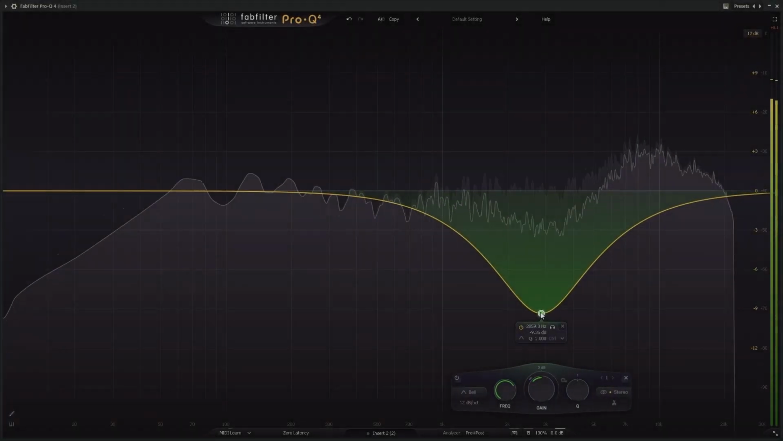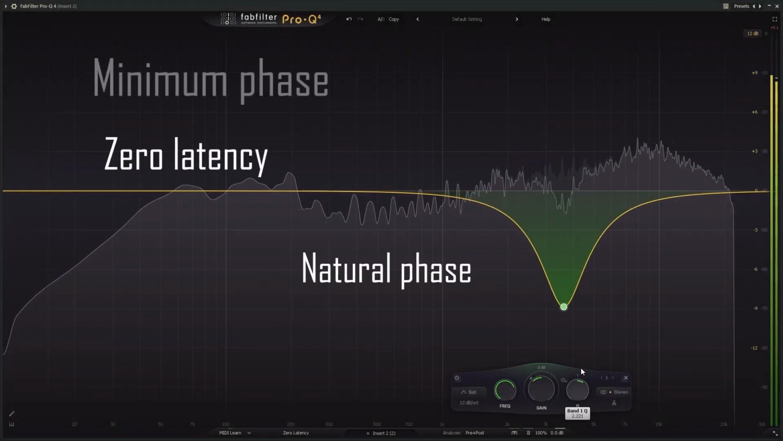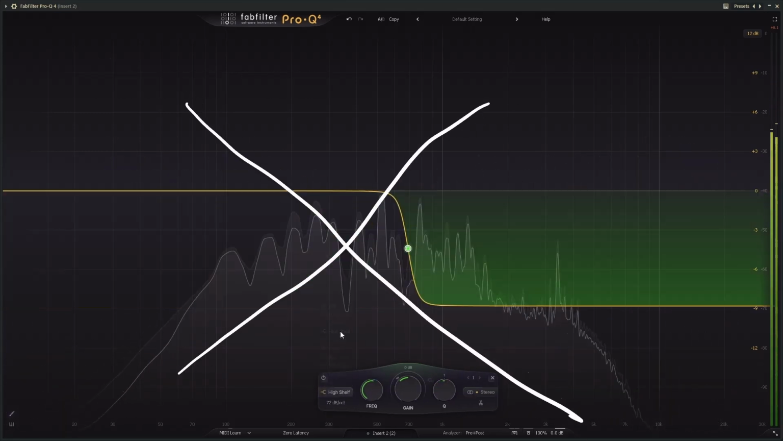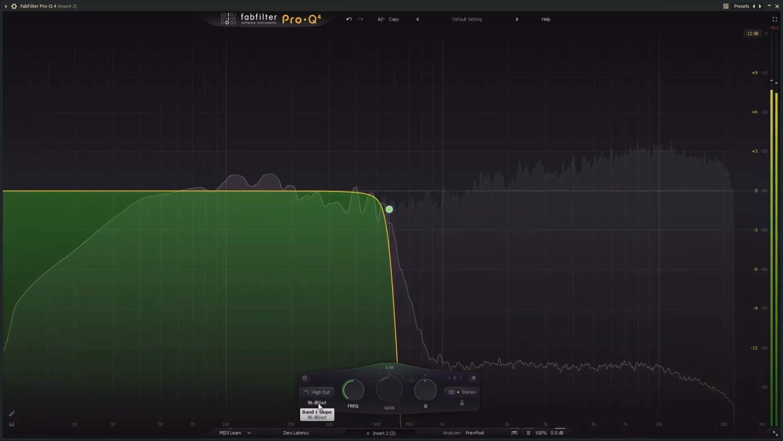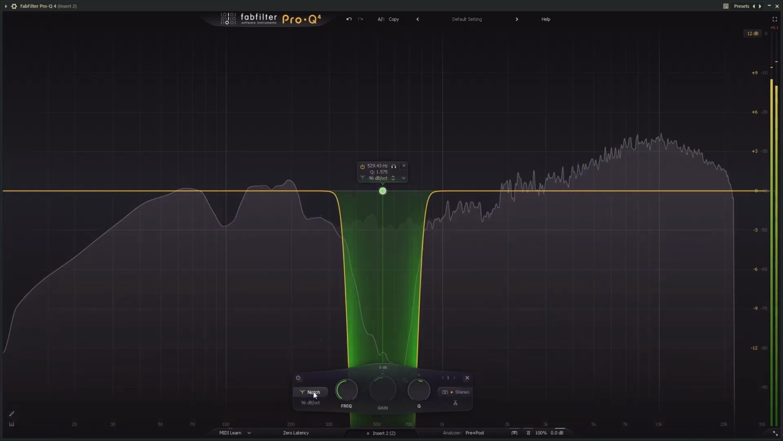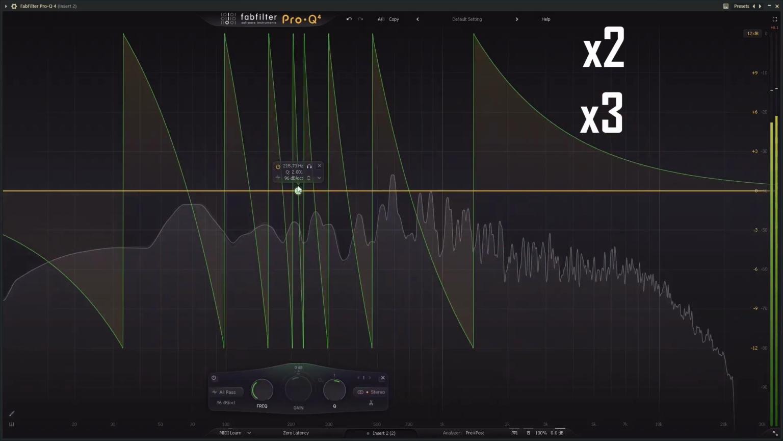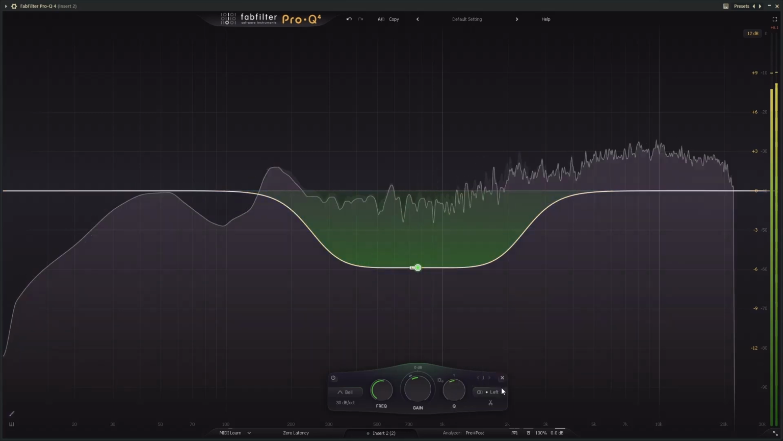Now comes the question, which one should you use? I almost exclusively use zero latency, natural phase or minimum phase filters, as phase shifting is usually not as big of an issue as you might think. Analog gear usually operates on the same principle, and you need way fewer multiplications of the signal than you would need when using FIR filters.